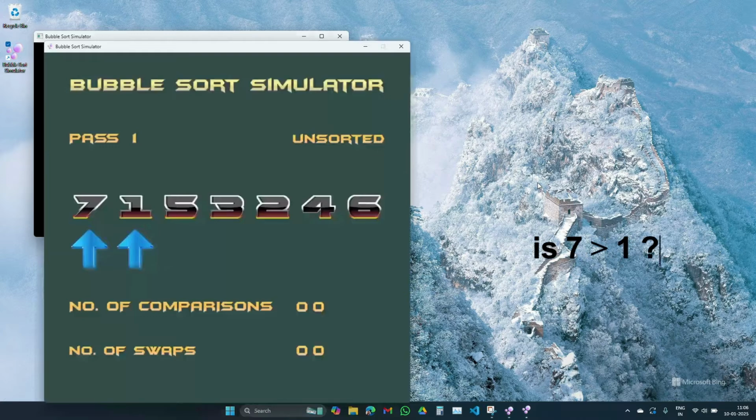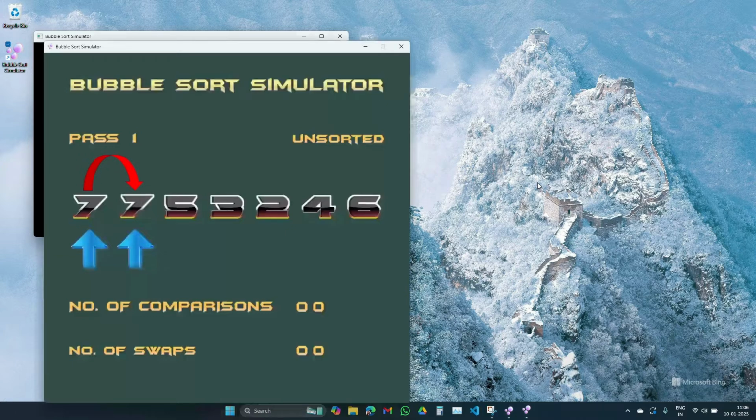Is 7 greater than 1? Yes. So we will ask the CPU to write the number 7 into the second location and the number 1 into the first location. The CPU does this with its ability to read and write to locations like we discussed before. So let's begin the swapping process by writing 7 into the second location.